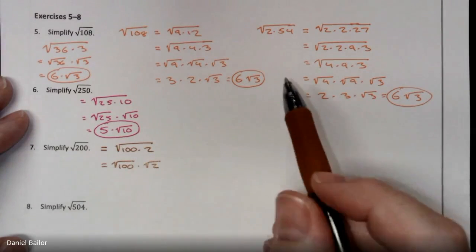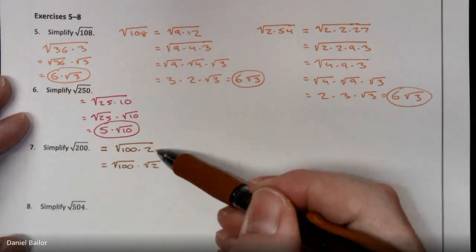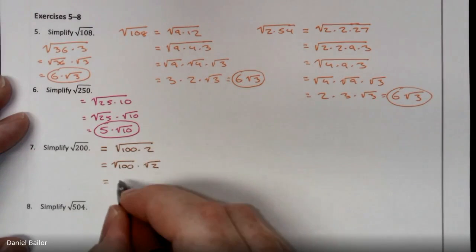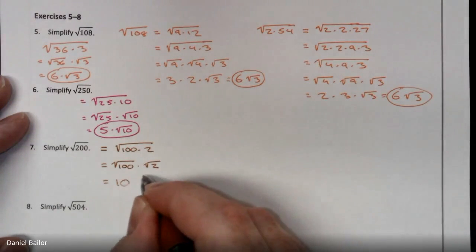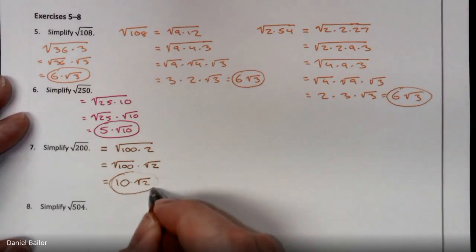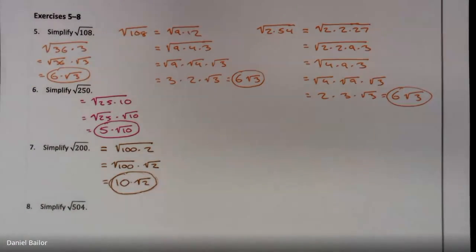Remember, I told you, if you get stuck, pull out the 2. Pulling out the 2 was the fastest way here because the square root of 100 is 10, and the square root of 2 just stays there, and that's the simplest answer right there. That's what you should have gotten. Maybe you didn't do 200 is 100 times 2. Maybe you did 50 times 4 or something like that, 25 times 8. Whatever you did, if you simplify enough, everyone gets the same thing.